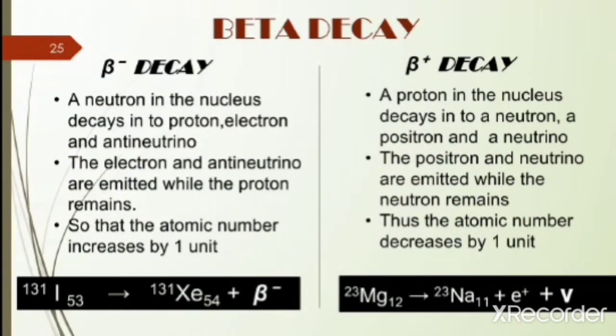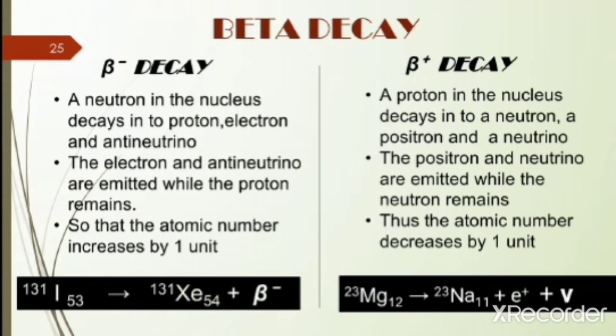Now let us discuss beta decay. First of all, beta minus decay. A neutron in the nucleus decays into a proton, electron and antineutrino. It's clear that a neutron is decayed into a proton, electron and an antineutrino. The electron and antineutrino are emitted while the proton remains in the nucleus.